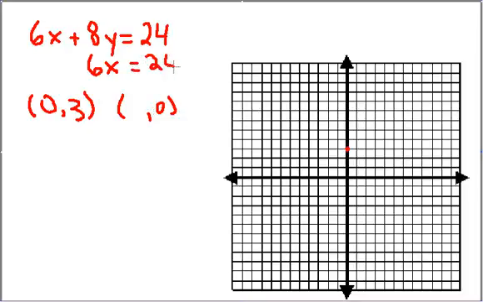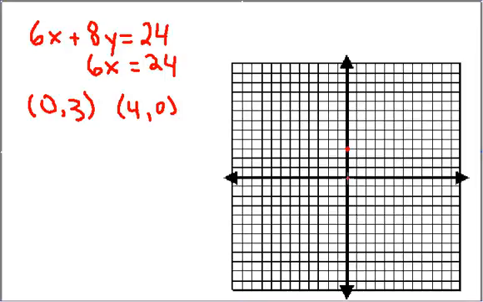And once again, I'm not going to write out the final step, but the final step to get x by itself, since it's being multiplied by a 6, would be to divide by 6. You would divide both sides by 6. 6x divided by 6 is x. 24 divided by 6 is 4. That then tells us that when y is 0, x is 4.